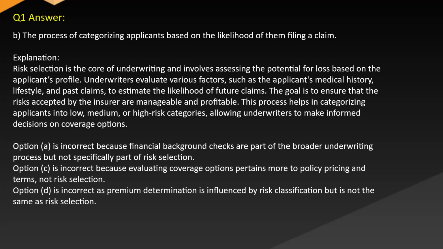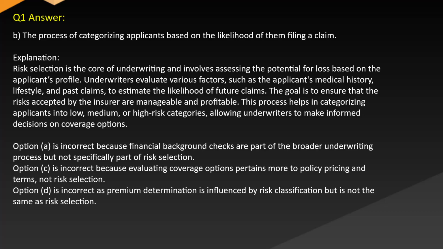Answer: B. The process of categorizing applicants based on the likelihood of them filing a claim. Explanation: risk selection is the core of underwriting and involves assessing the potential for loss based on the applicant's profile. Underwriters evaluate various factors such as the applicant's medical history, lifestyle, and past claims to estimate the likelihood of future claims. The goal is to ensure that the risks accepted by the insurer are manageable and profitable.